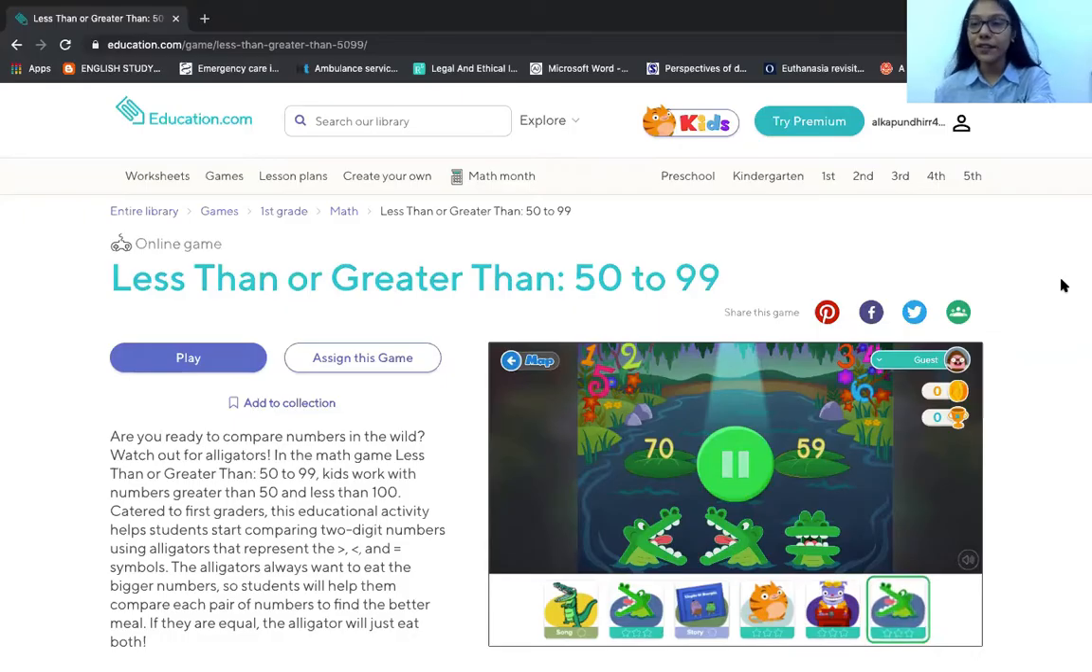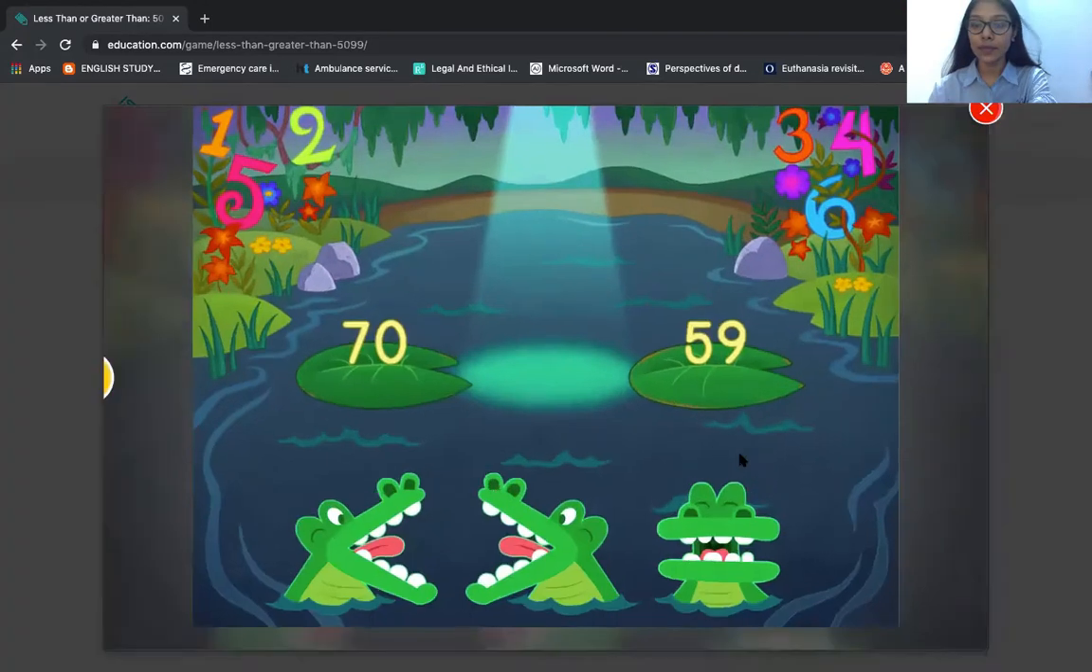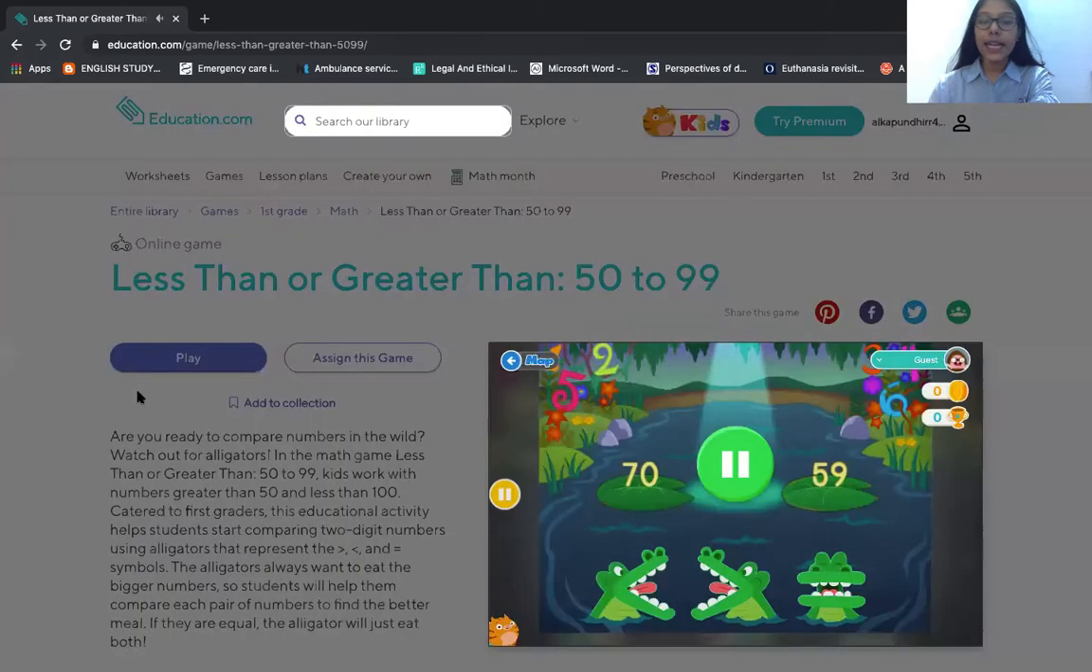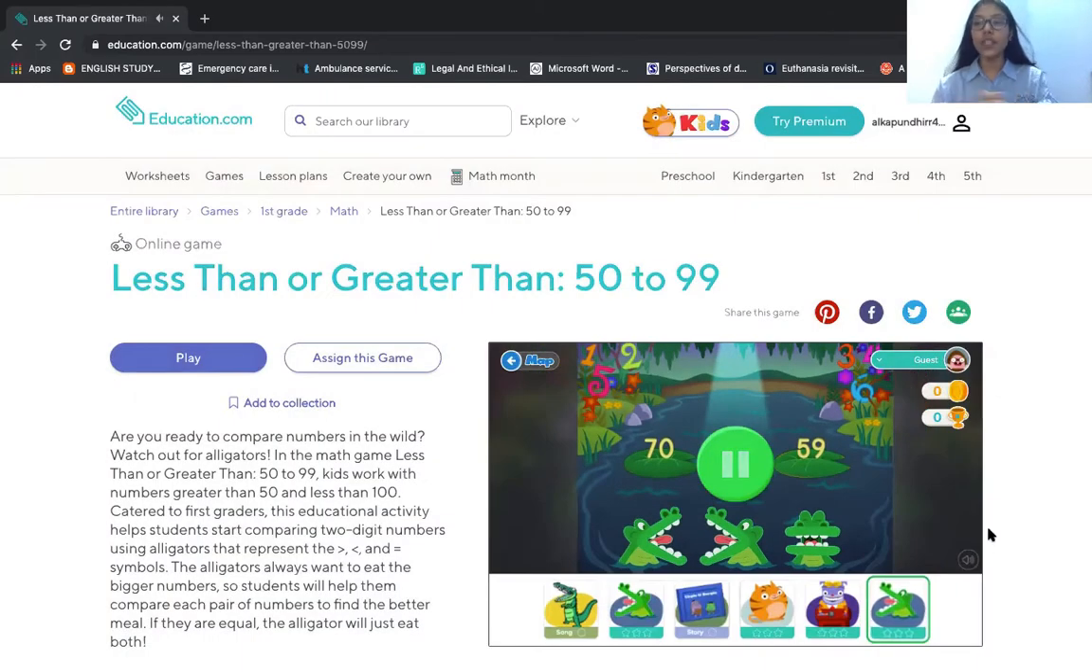Now let's play a fun game and apply what we have learned. In this game, let me tell you the instructions first. What we have to do, we have two numbers given and we have the sign of the alligator's mouth. On the left, we have one number and on the right, we have another.